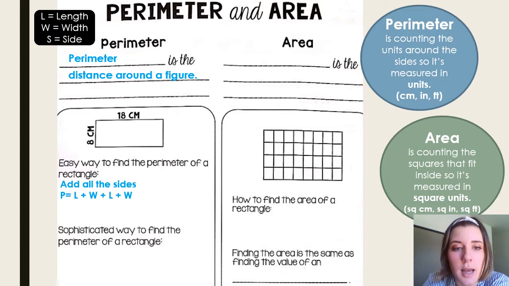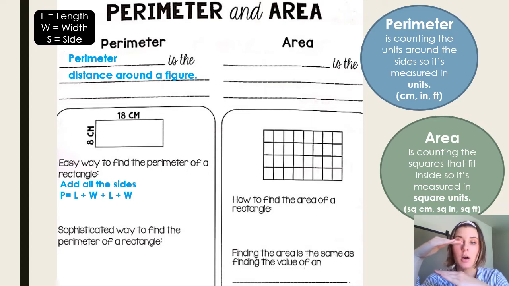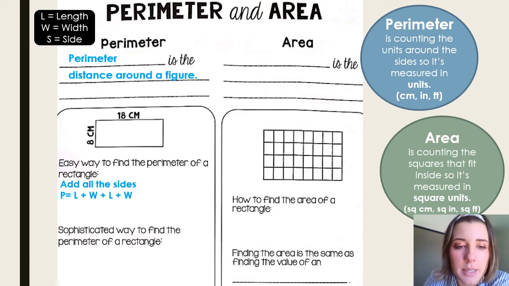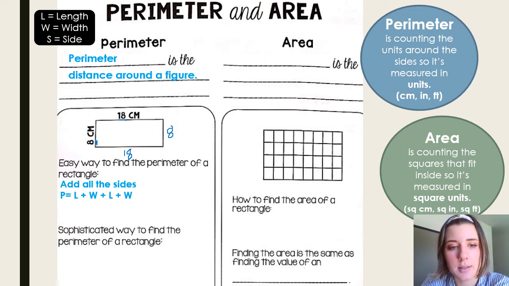For starters, I'm given a rectangle, but only two sides are labeled. But if you remember, in a rectangle, the top and the bottom are always equal length and the sides are equal length. That means if the top is 18, the bottom has to be 18 centimeters. And centimeters is going to be what's called our units. If this side is 8 centimeters, this is the same length, so it's also going to be 8 centimeters.